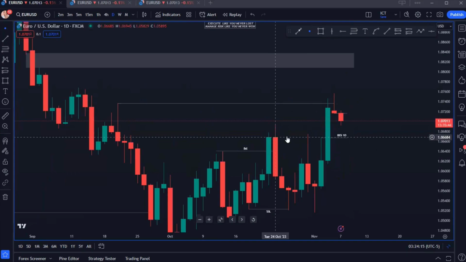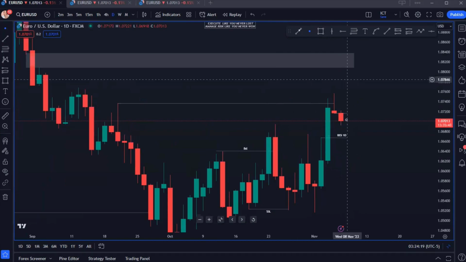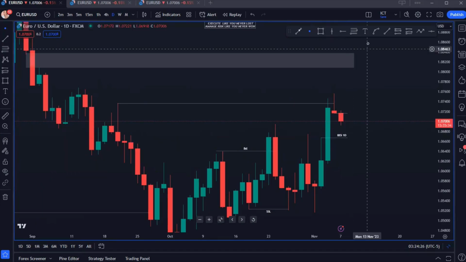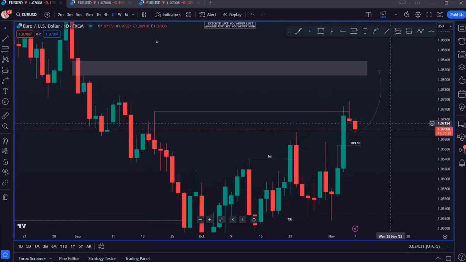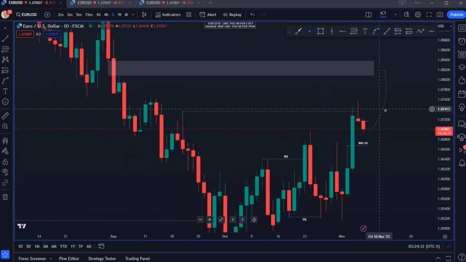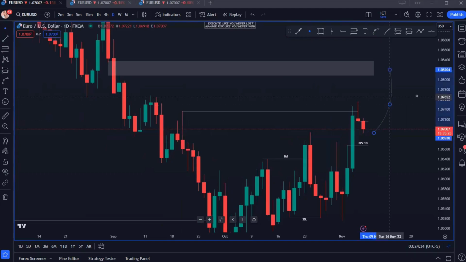So once price starts to fill this completely, then we'll be looking out. It may not fill it completely, but whichever way, once it fills it and reversal is confirmed, then we'll be looking out to buy into this daily FVG. You can see this FVG right here. So we look out to buy into that daily FVG. That's what I'm looking out for, guys.